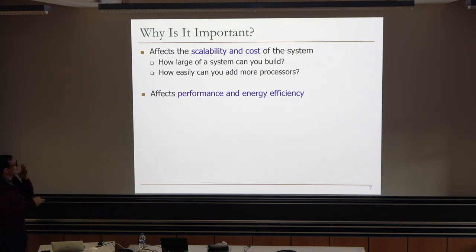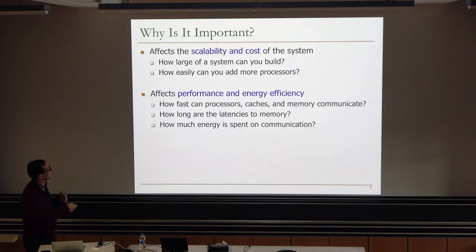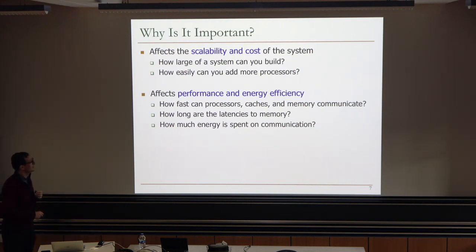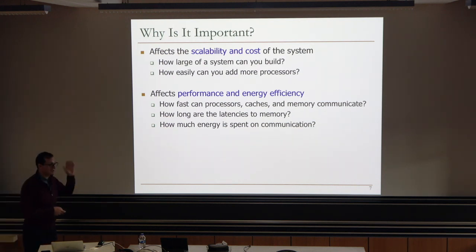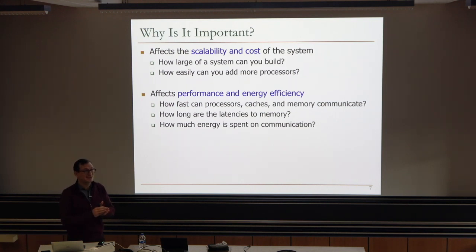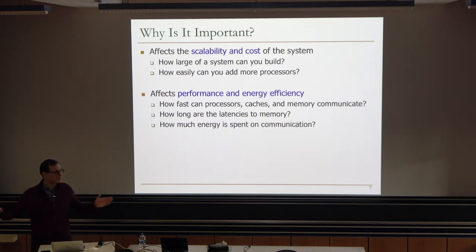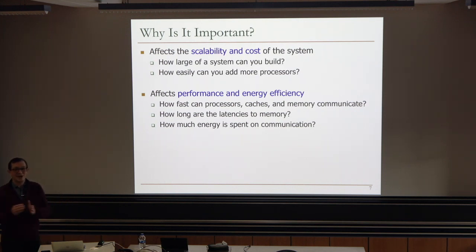Okay. Clearly it affects performance and energy efficiency, and we'll talk a lot about that today. Actually, we'll cover a lot of these in today's lecture. So how fast can processors, caches, and memory communicate within the context of a processing system? How long are the latencies to memory? How much energy is spent on communication? And in the end, if you remember when we talked about memory, the energy that's spent on a DRAM access was mostly due to the interconnects that you have between DRAM and processor. And if you eliminate that, the majority will be due to the interconnects inside the memory chip, right? Essentially, in the end, you go back to the interconnect.